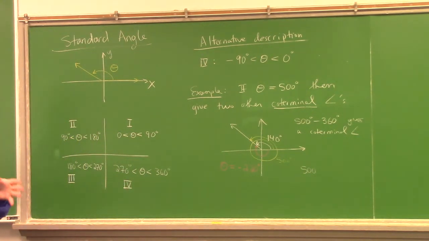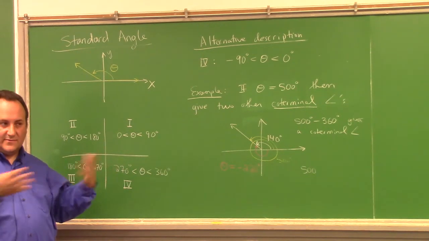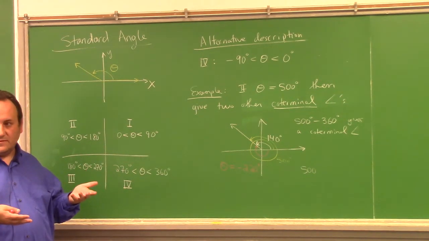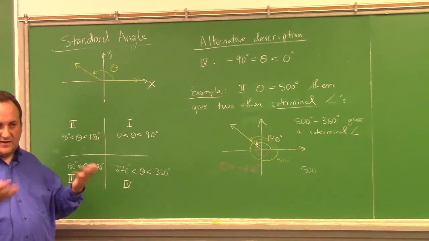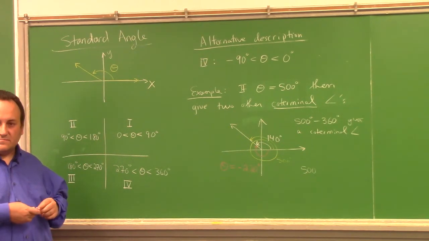Now, the mathematics here is really pretty simple. If you want to find all coterminal angles, just take one of them, and you subtract or add multiples of 360. That gives you all possible coterminal angles. So this is how you find coterminal angles. Either subtract or add multiples of 360. Okay?